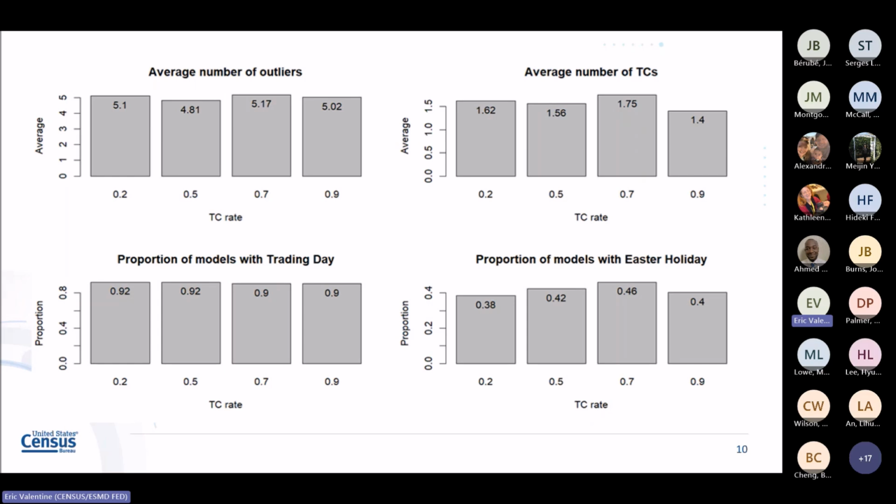The bottom 2 charts show the proportion of models with 6 coefficient trading day effects and the proportion of models with Easter holiday effects at each decay rate. The proportions of models that detected the trading day effects were very similar, although the models with rates 0.2 and 0.5 detected them slightly more often. The Easter holiday regressor was detected most frequently at decay rate 0.7 and least at decay rate 0.2.